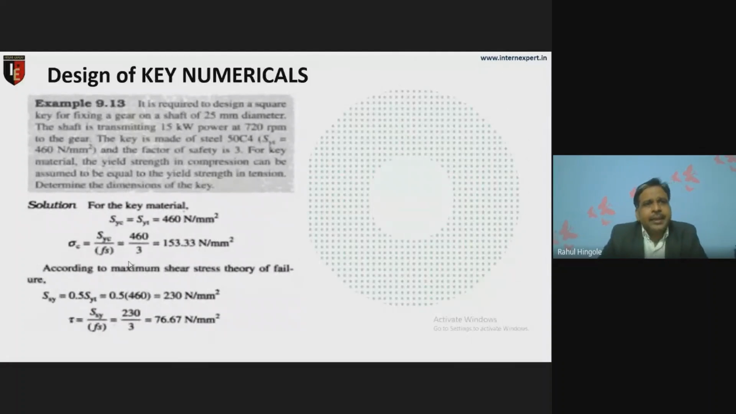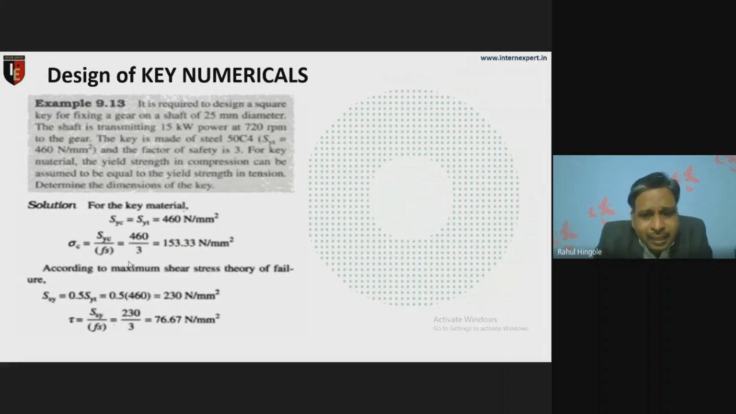So we'll take this example. It is required to design a square key for fixing a gear on a shaft of 25 millimeter diameter. The shaft is transmitting 15 kilowatt of power at 720 RPM to the gear. The key is made of material 50C4, where SYT, the yield tensile strength, is given as 460 Newton per mm square. The factor of safety is given as 3 for the key material. The yield strength in compression can be assumed to be equal to the yield strength in tension. Determine the dimensions of the key.